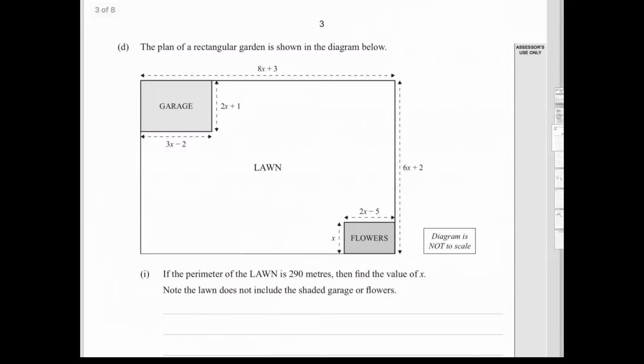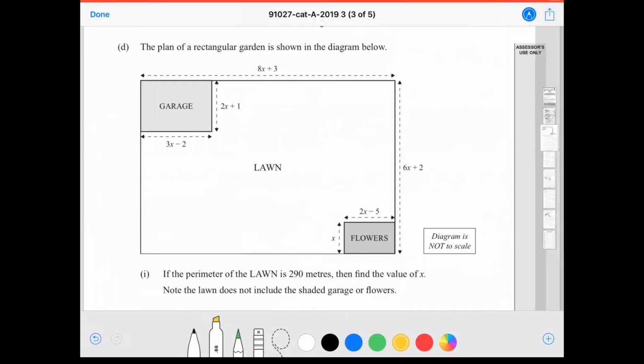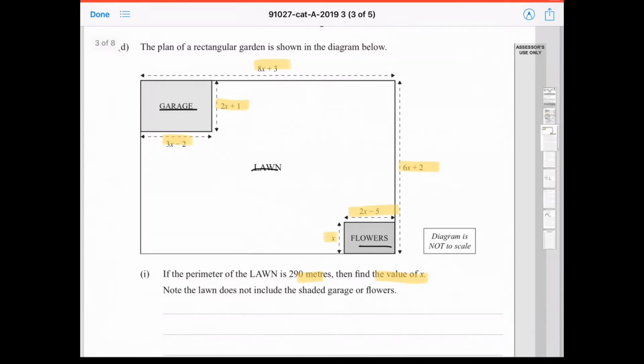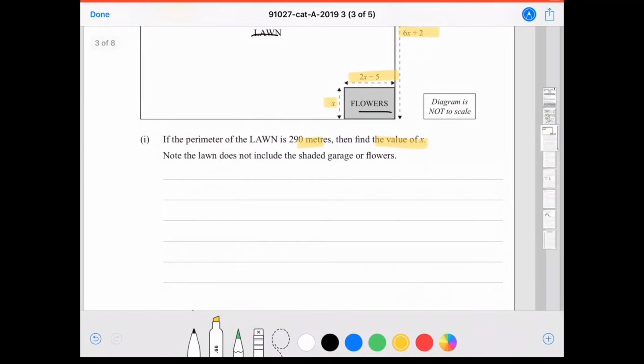Okay, question 1D. The plan of a rectangular garden is shown in the diagram below. We've got some dimensions here, 8x plus 3, 6x plus 2, 2x minus 5. And you've got to be aware, you've got flowers and garage and lawn, so three different parts that make up this diagram here. The question asks us, if the perimeter of the lawn is 290 meters, then find the value of x. Note the lawn does not include the shaded garage or flowers.